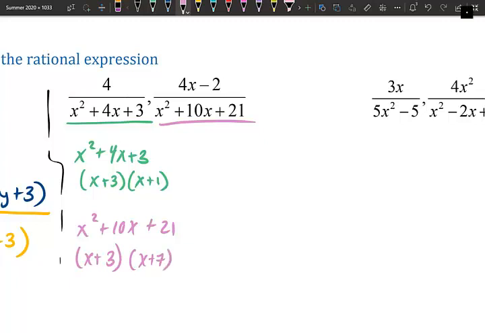So the common denominator is where they both are identical. That means we want pieces of both denominators in each of them. Let's see if they share anything. They do. They share x plus 3, so I'm going to only write it once.